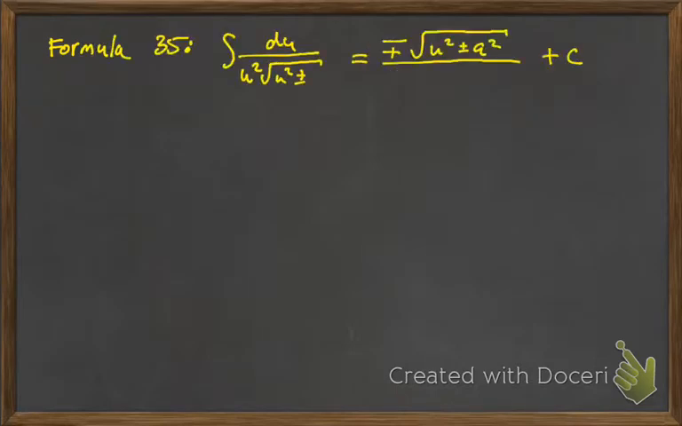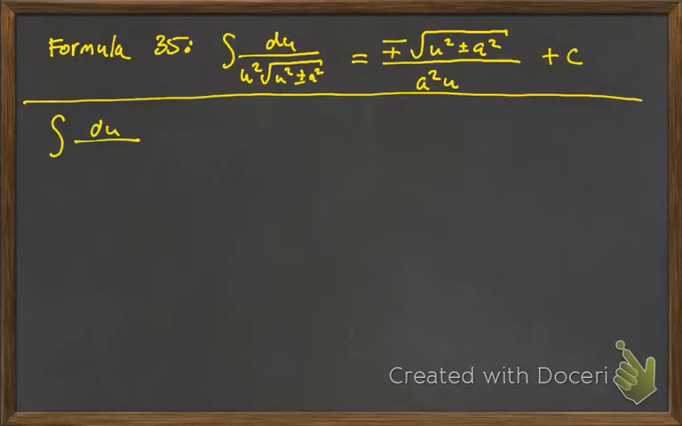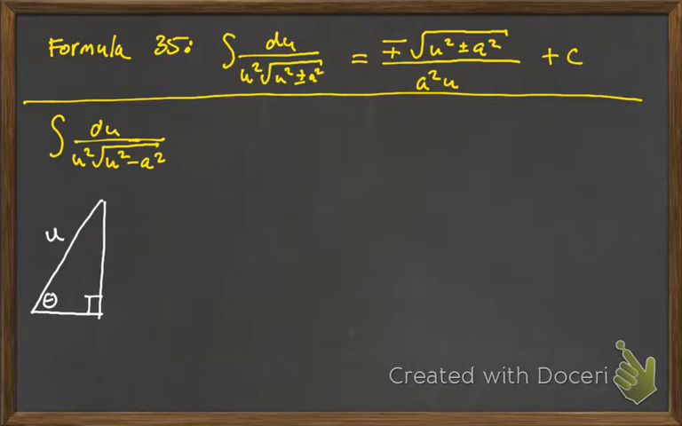Okay, so formula 35. So u squared and then u squared minus a squared. Okay, we'll again do our triangle. This one we're probably going to want to use the secant setup. So the hypotenuse will be u, the adjacent side will be a, and then using the Pythagorean theorem, the opposite side will be the square root of u squared minus a squared.